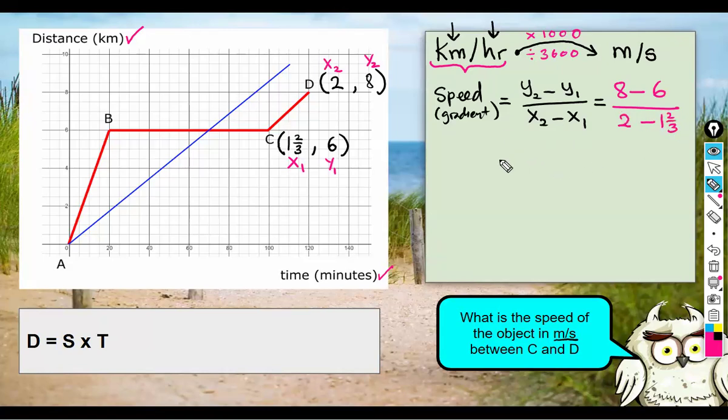Don't let the fractions get to you. You can just use your primary school knowledge here. 8 minus 6 is 2. If I have 2 and somebody takes 1 and 2/3, you'll be left with 1/3. 2 divided by 1/3, if you don't believe me, is 6, and the answer will come out in kilometers per hour. Remember, 2 divided by 1/3: divide will change to a multiply, and it will flip. 2 times 3 is 6.